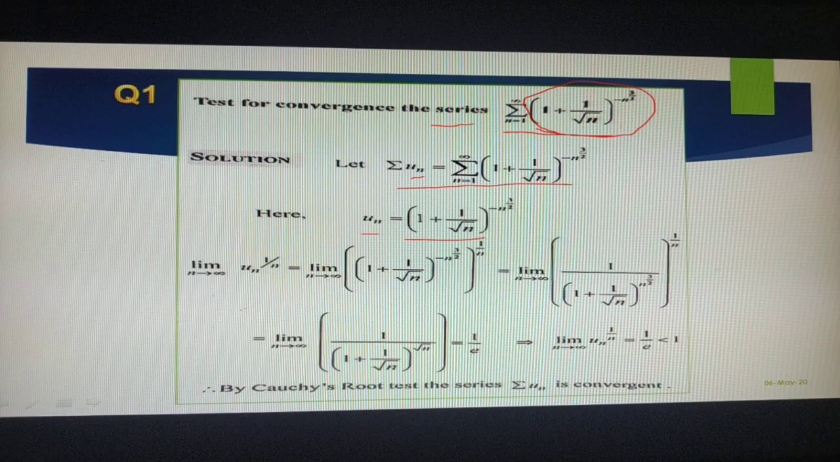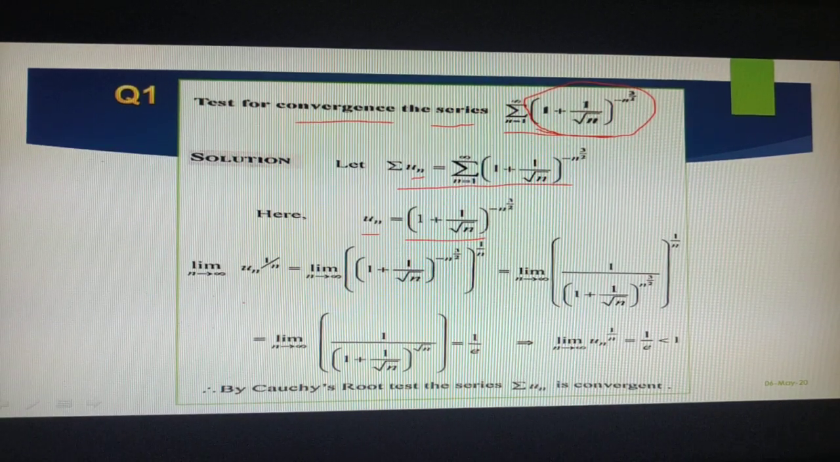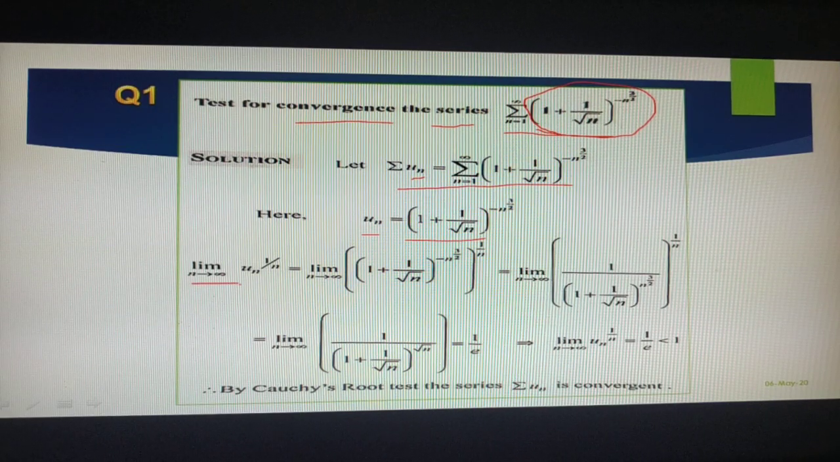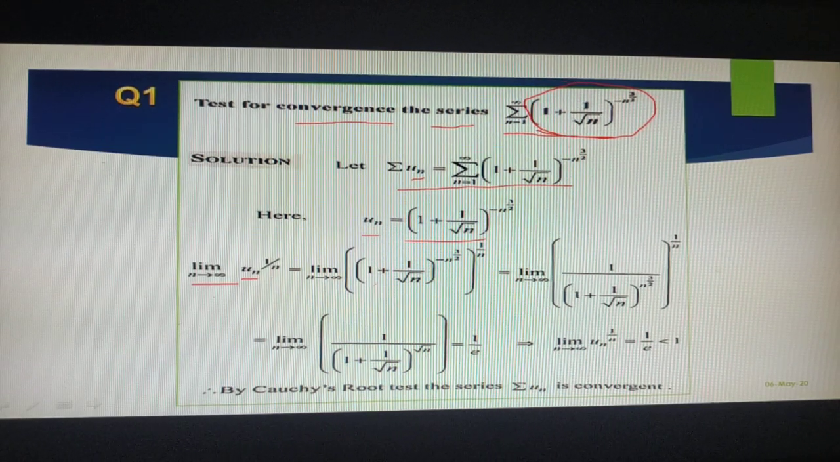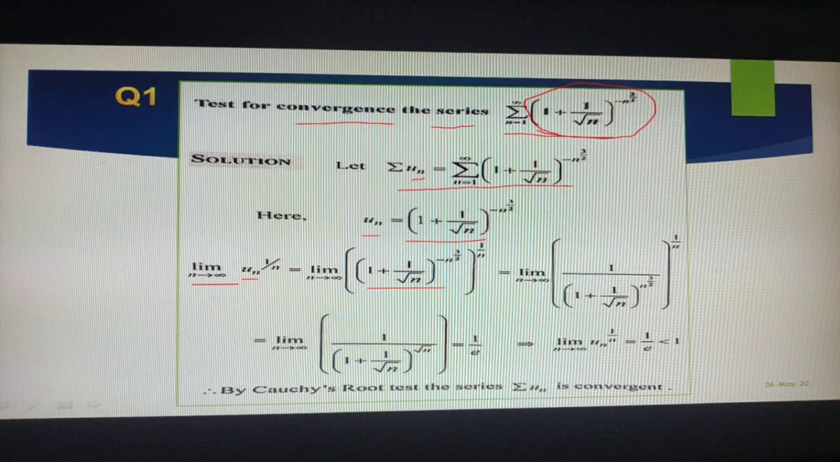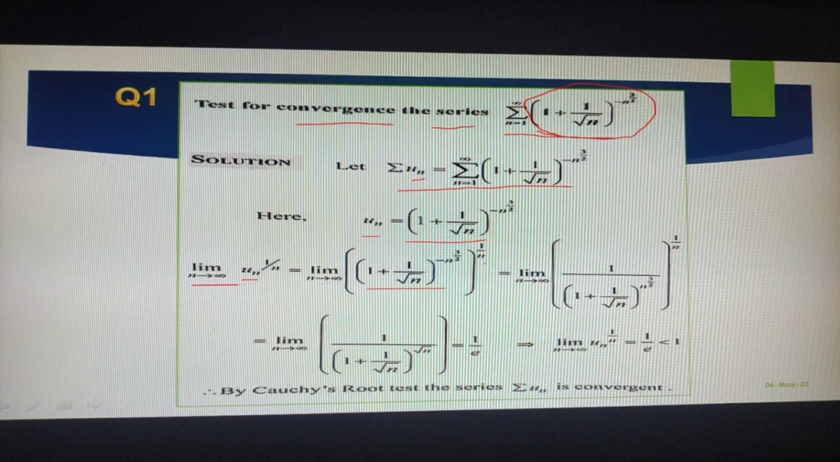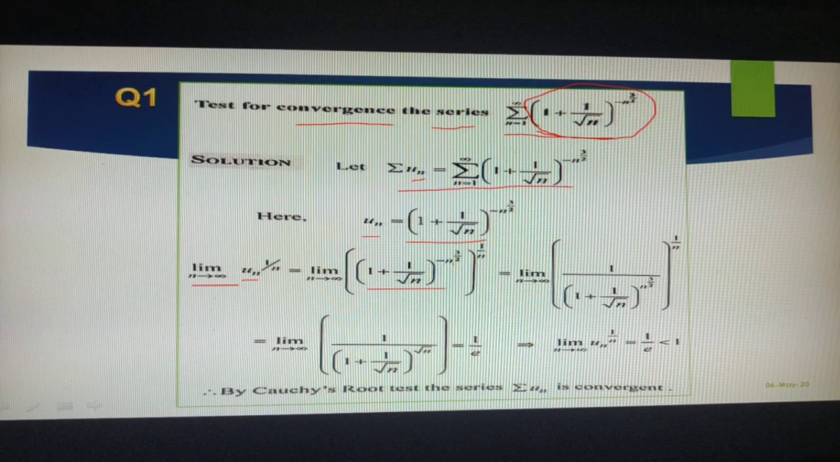Now what is the formula for Cauchy's root test? Limit n tends to infinity of un, nothing but your nth term, whole to the power of 1 by n. I have written here un whole to the power of 1 by n. Now I should simplify that. I have to apply the limit for the whole function. So before doing this, I am writing in the denominator to change this particular minus sign.